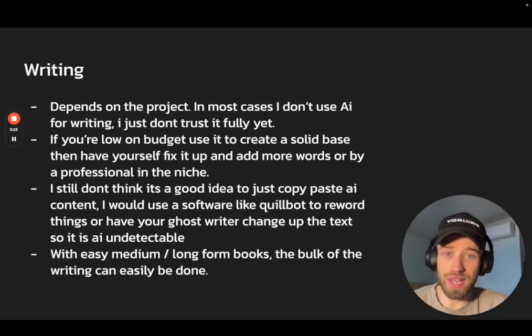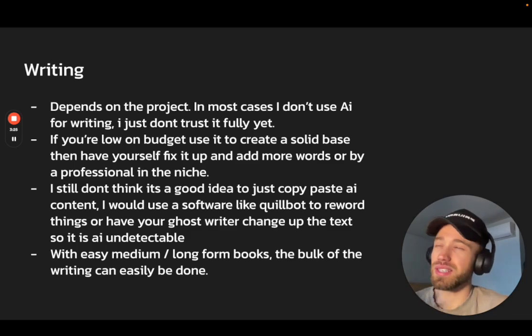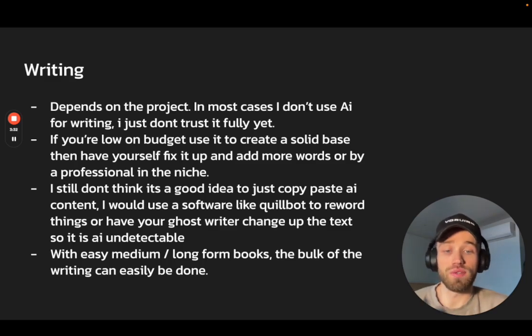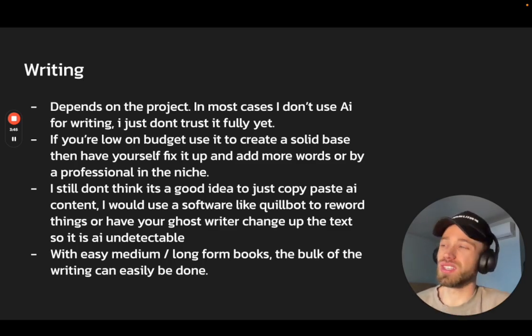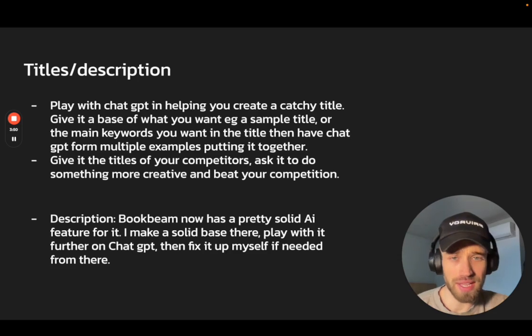Now, with your easy medium content books or your easier topic long form books, the bulk of the writing can easily be done. But as I said before, if you've got a more difficult project like, I don't know, how to play the guitar or something like that, it's going to be very difficult for AI to help you congruently in terms of the writing. So just keep that in mind. Obviously, it just comes down to common sense with this kind of stuff. But that's how I roll with it.